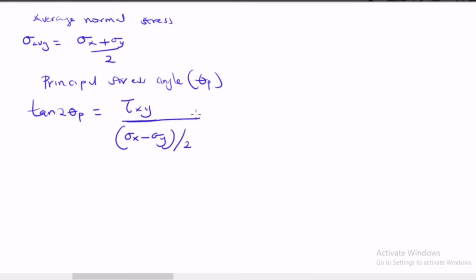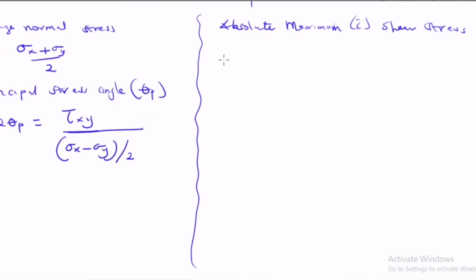And the last one we're going to talk about is something very important and we should take note of, which is called the absolute maximum shear stress at a given point. Its symbol is tau abs. And for this, we consider two things. That is, we use the principal stresses to find the absolute maximum. That is the condition on that. So we use the principal stresses.